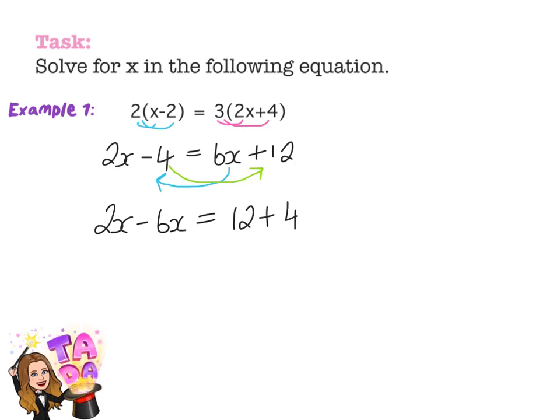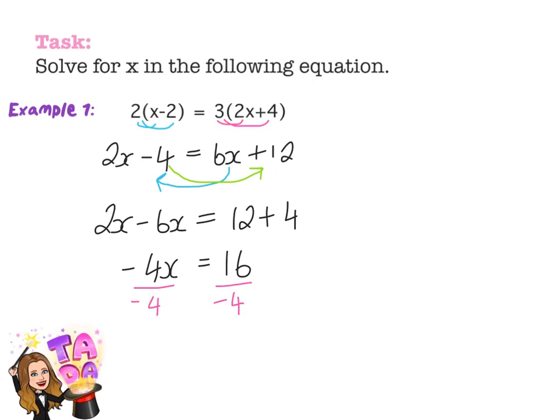So 2x minus 6x, well, we take the sign of the bigger number, which is minus 6. So our answer is going to be minus 4x, because we subtract them, equals to, well, 12 and 4 is 16. So I write 16 there. Now, same as before, I divide by the number that is in front of my x. So I'm dividing both sides by minus 4. So let's do that now.